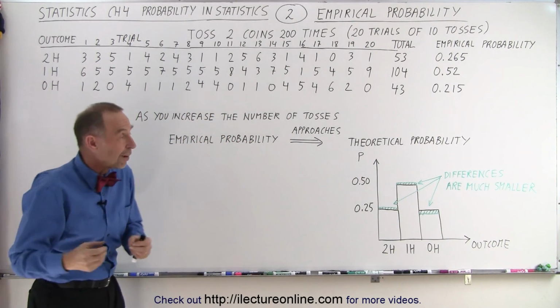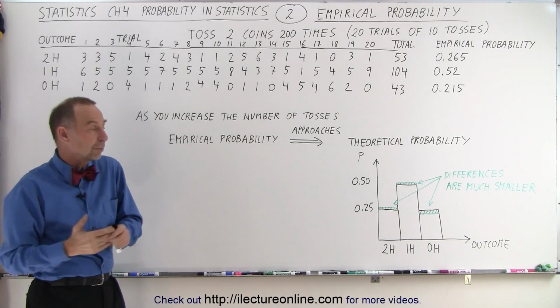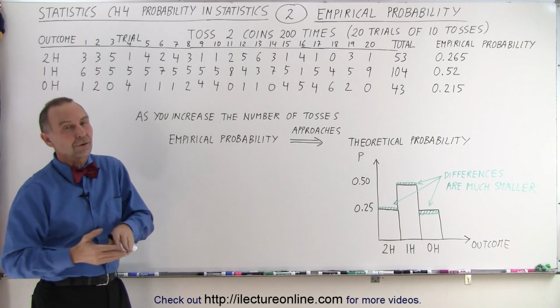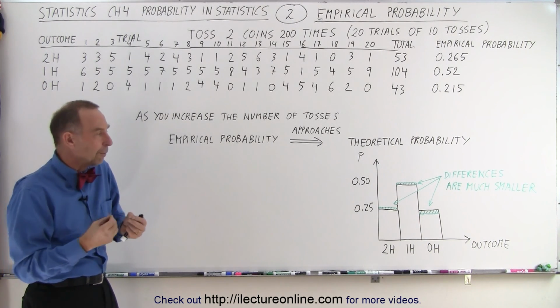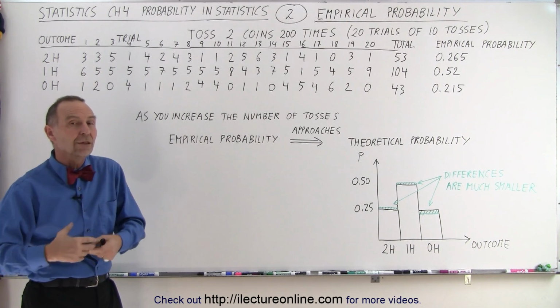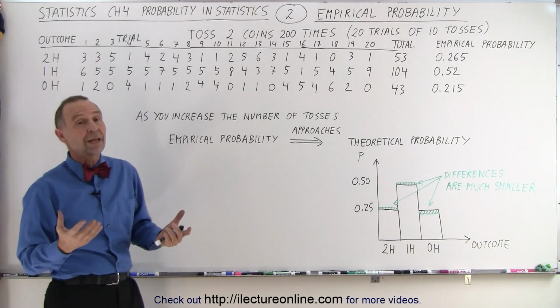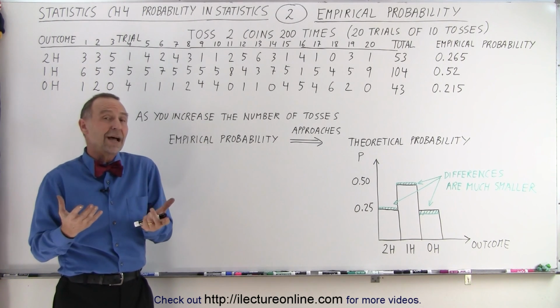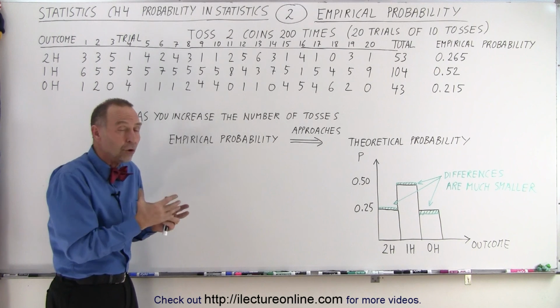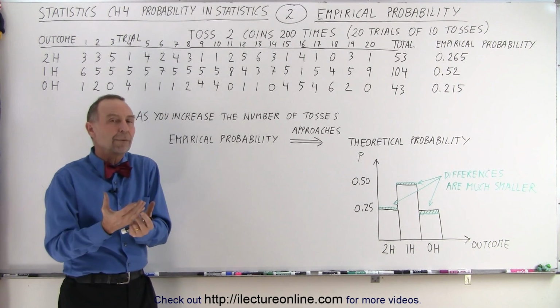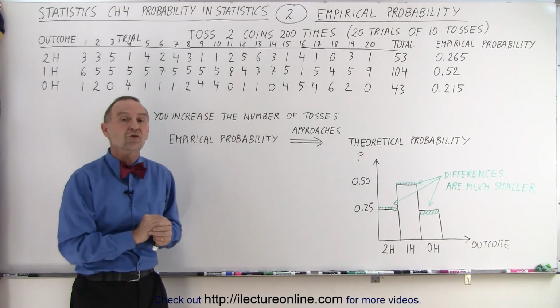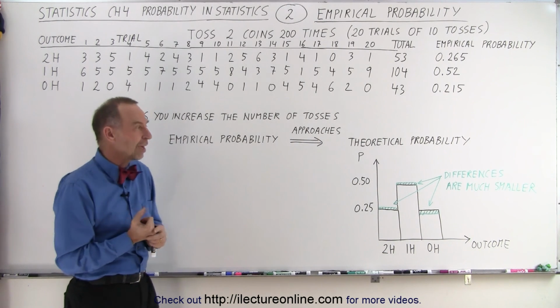And we'll be able to figure out how many times we have to do something to get within the kind of limits that are acceptable, so that the empirical probability is very close to the theoretical probability. Or sometimes we can only do it a certain number of times and would like to see how close we are to the theoretical probability just from a limited number of trials. So we'll see some of those examples as well.